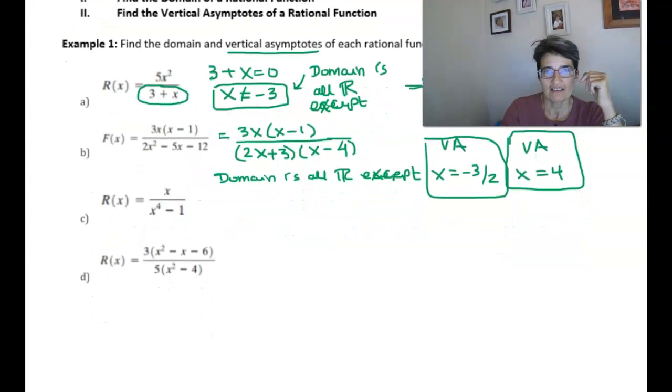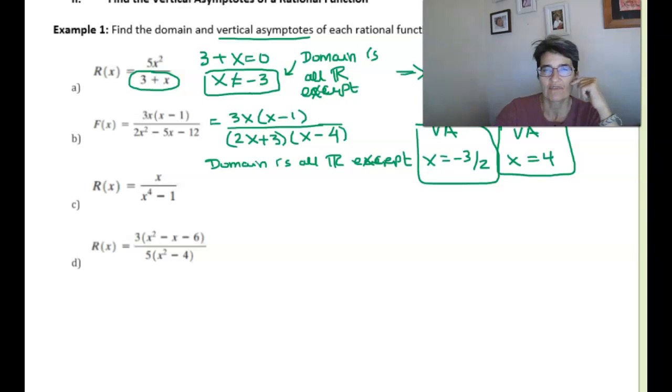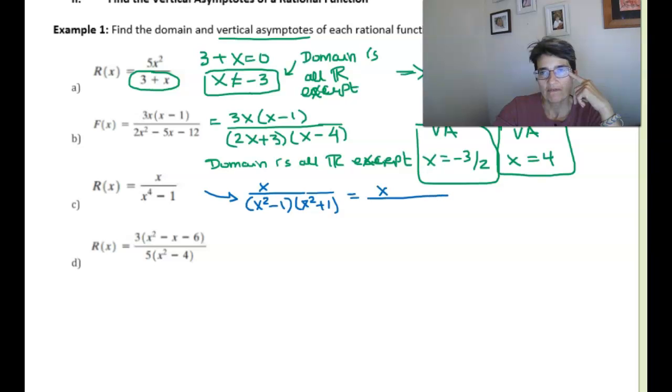Alright, let's look at part C. So part C, we have our function. I'm going to factor the denominator: x squared minus 1, x squared plus 1. And you factor some more: x over (x plus 1)(x minus 1)(x squared plus 1).